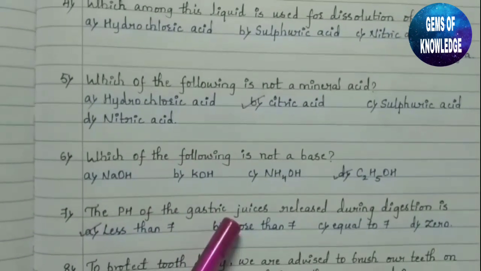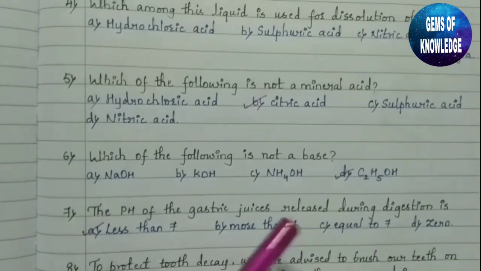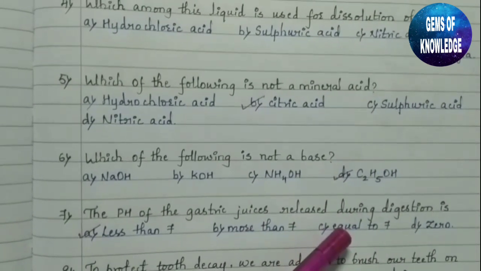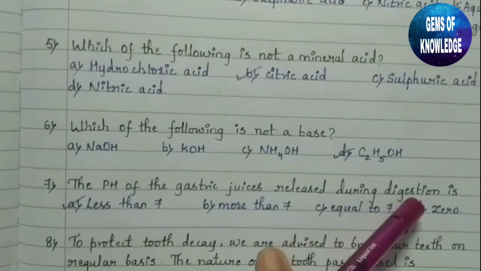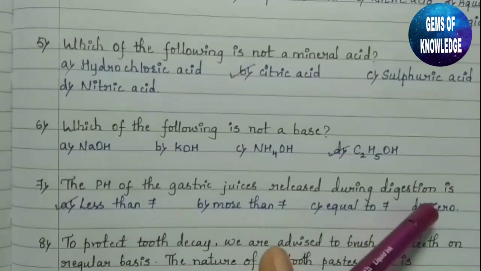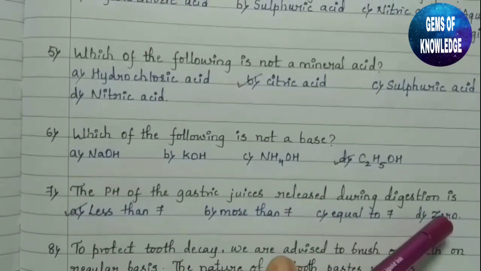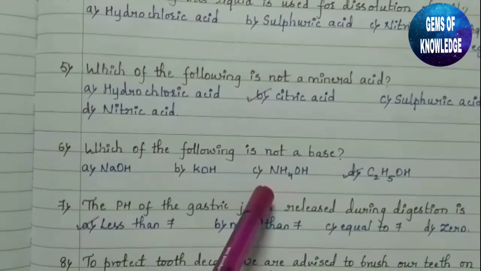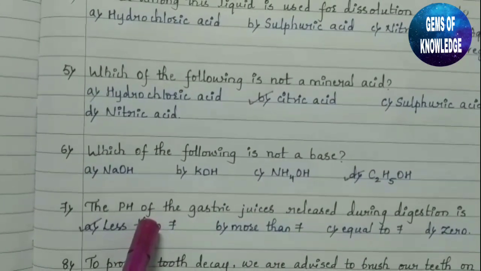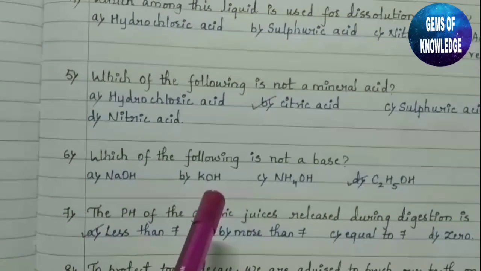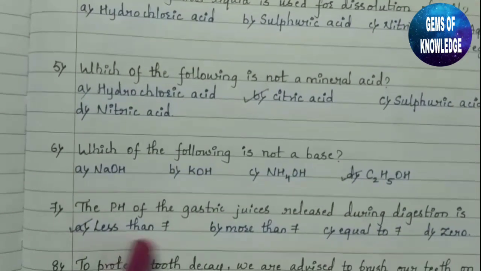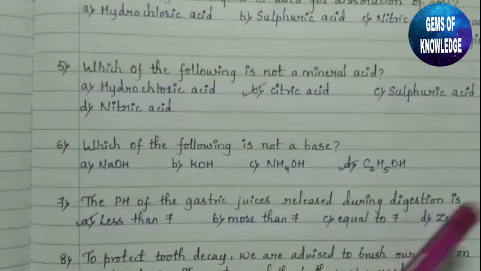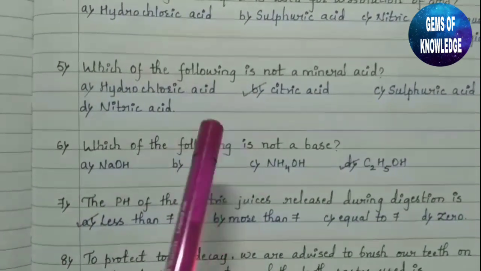Okay, so it means more than 7 is nothing but it will be nearer to base, and equal to 7 is nothing but neutral, whereas 0 means neither acid, neither base nor neutral. The acidic solution starts from 1. You know that gastric juices have a pH value of about 1.2. So it will come under the section less than 7, not 0, because the acidic solution starts from 1, not from 0.